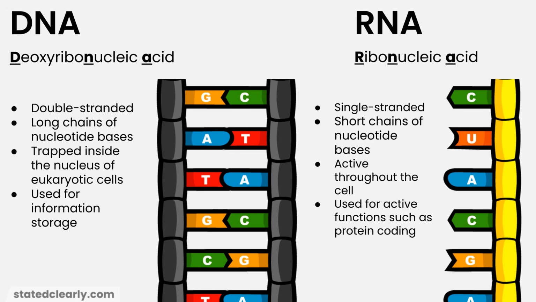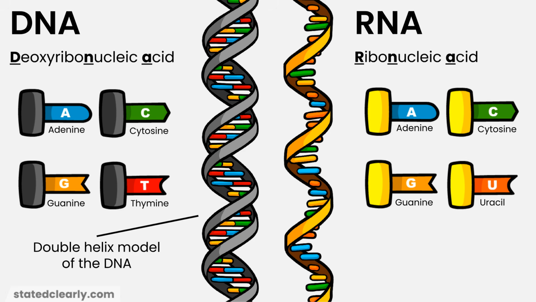These diagrams compare DNA and RNA. DNA is double-stranded, stored in the nucleus, and used for information storage. RNA is single-stranded, active throughout the cell, and used in protein synthesis. The diagrams show the double helix structure of DNA and the complementary base pairing. DNA contains the bases adenine, thymine, cytosine, and guanine. RNA replaces thymine with uracil.